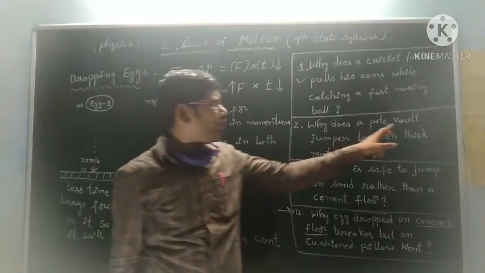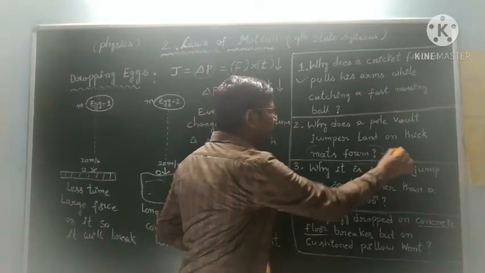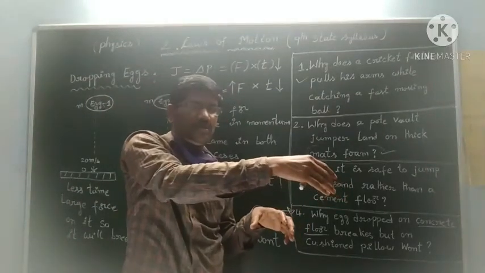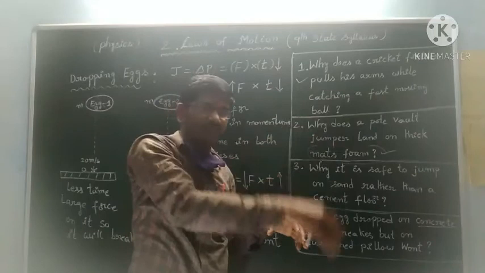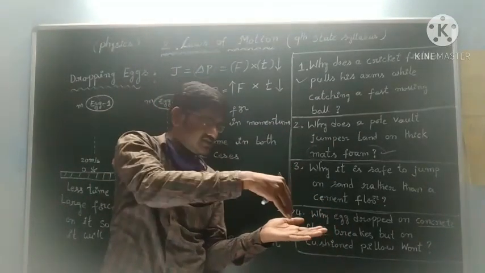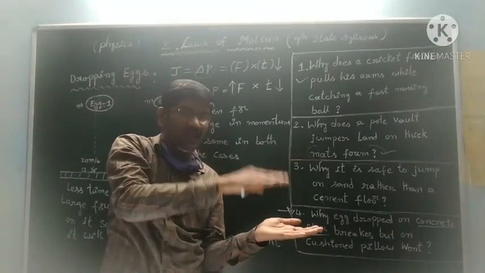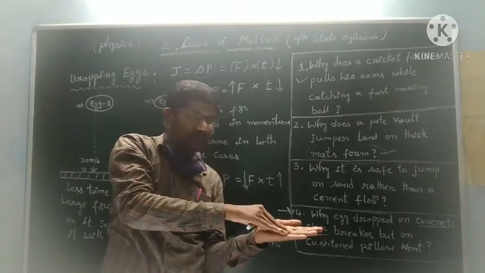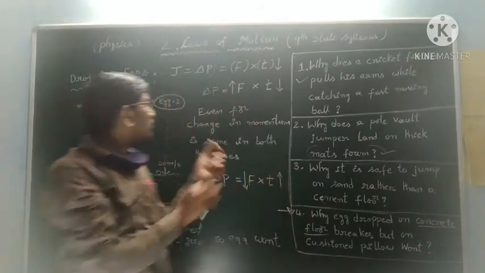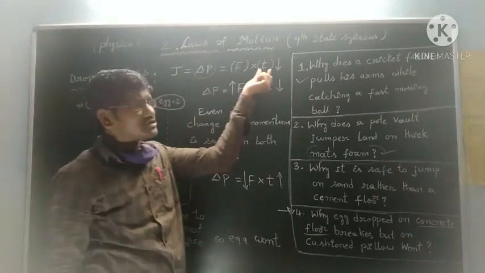Similarly, why does a pole vault jumper land on thick mats of foam? With a stick he will go and fall on the mat. After falling on the mat, his momentum will be zero. Before hitting the mat, he will gain some velocity, he will have some mass, he will have some momentum. After hitting, momentum will be zero. Means there will be a change in momentum. So from the definition of impulse, change in momentum will be the product of force into time.